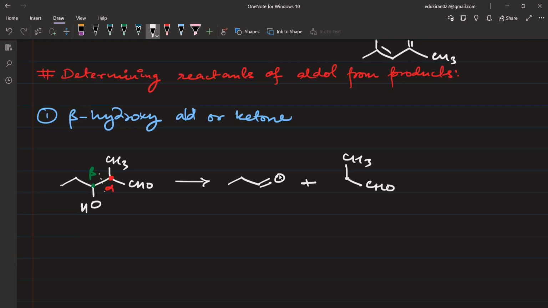Write another one. If you have been given something like this, C6H5, COH, CH2, CHO. Which is the alpha carbon here? Tell me guys, 1 2 3. Which is the alpha? 2. And which is the beta? 3, right?